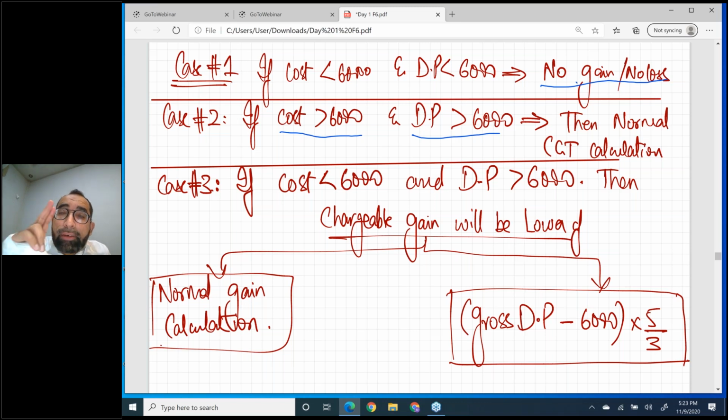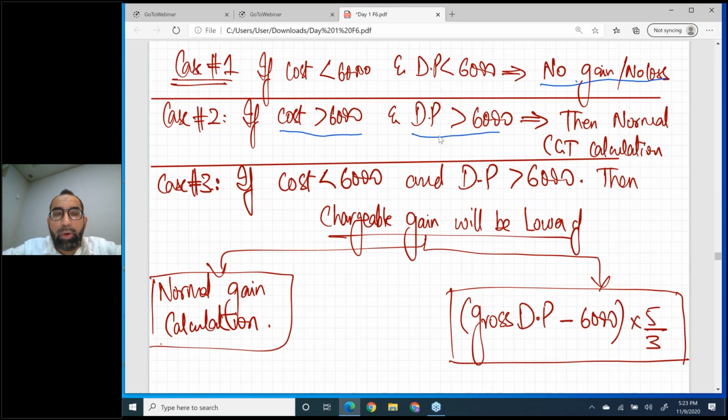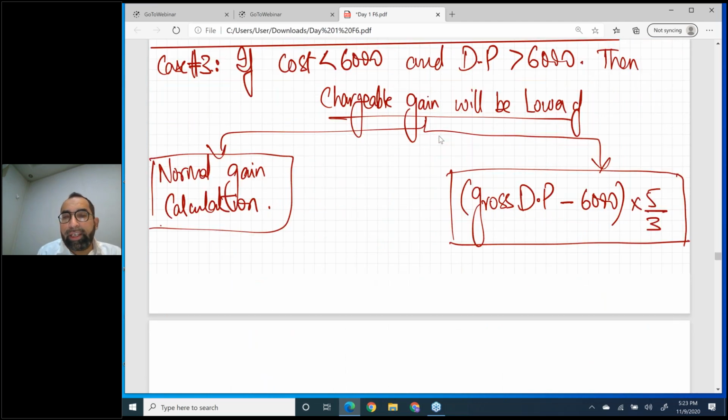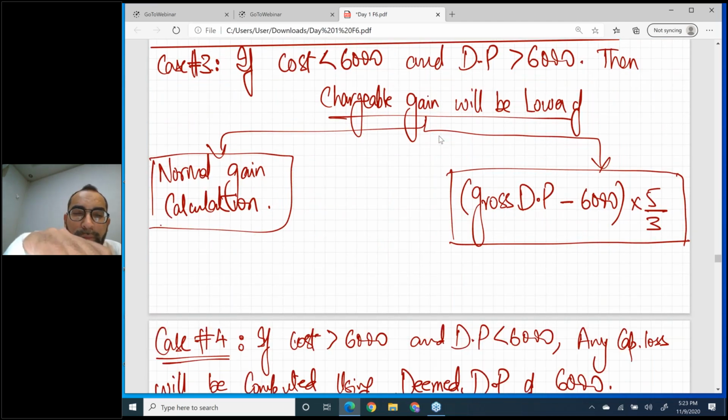Now, cases 3 and 4 are different and you have to learn a few things in them. If cost is less than 6,000 and DP greater than 6,000, then the chargeable gain will be the lower of two amounts. First do normal gain working, and then second apply this formula: gross DP less 6,000 multiplied by a fixed fraction of 5/3.